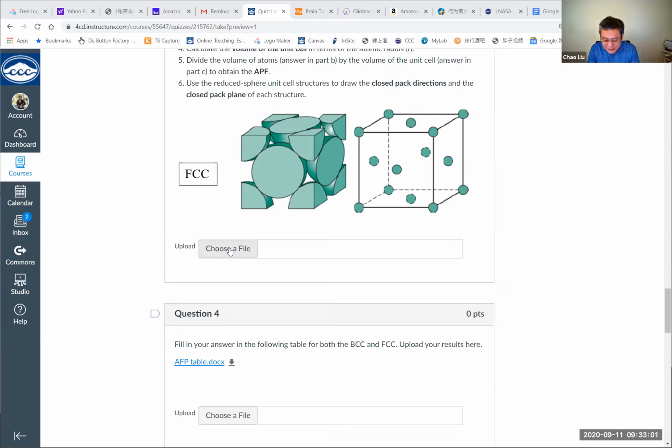Okay, so if you cannot make it into one image, then you might want to open a Word document and put all of that into the Word document and submit that one. So you can only submit one file per question. Any question about this part?